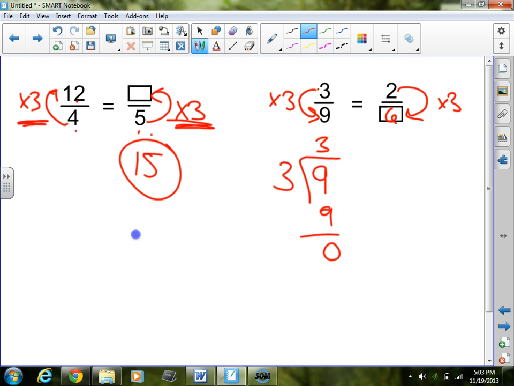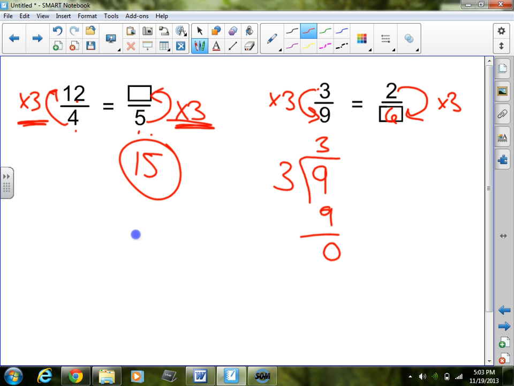I found equivalent ratios. Well, ladies and gentlemen, I hope this is clear. I hope this seems easy, because it really is. Remember the big idea. You've got to make sure both sides of the proportion, so both ratios, are equivalent. I showed you guys how to do that.